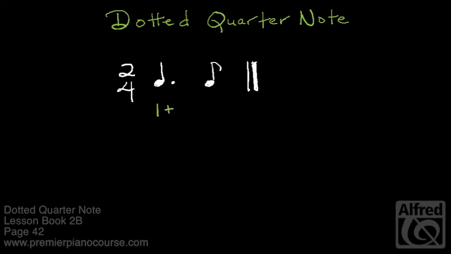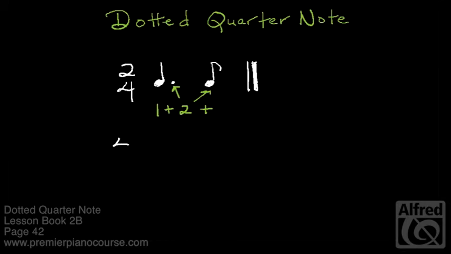The dot is the first half of the second beat, 2. And the eighth note is the second half of the second beat, and. So we have 1 and 2 and. Clap and count this measure with me. 1 and 2 and, ready, clap. 1 and 2 and. Good.